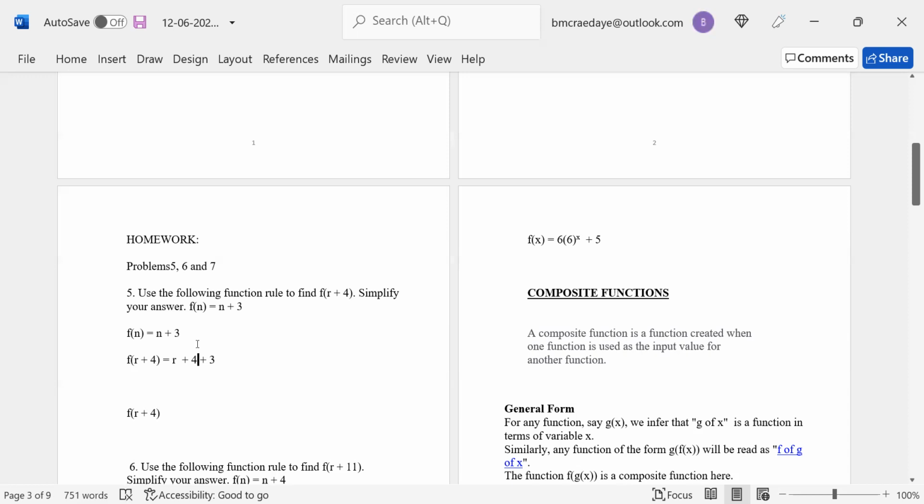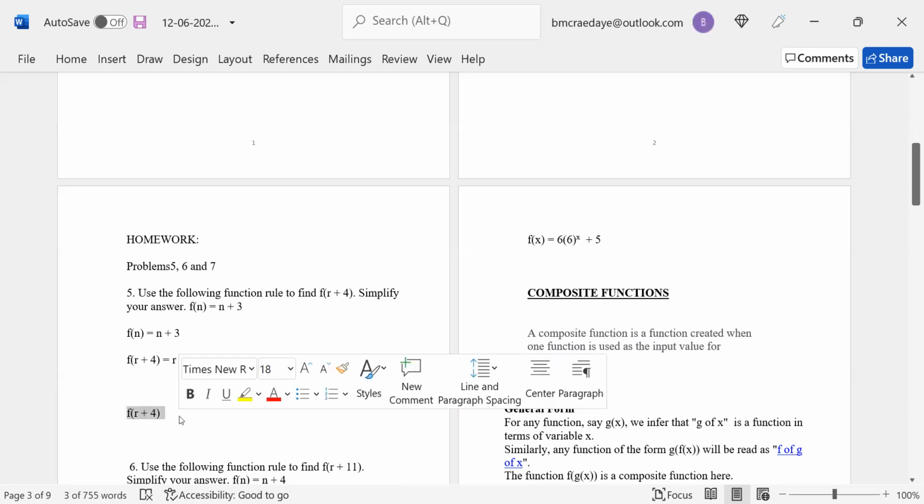Then what is that equal to? Latoya, what is that equal to? What's r plus 4 plus 3? 7r? No, it's an addition. r plus 7. That's it. Okay.